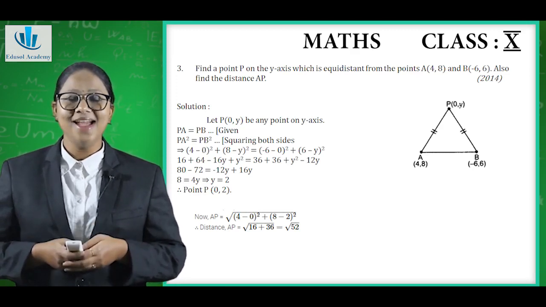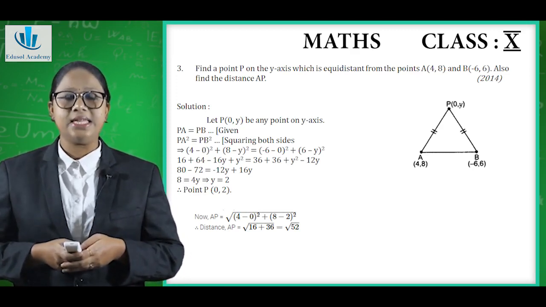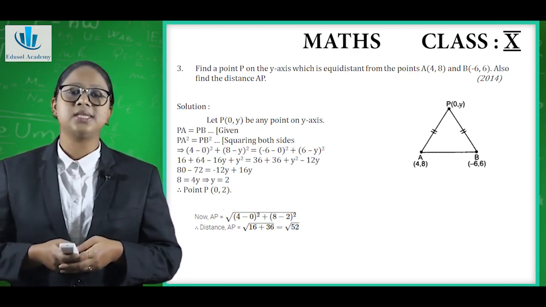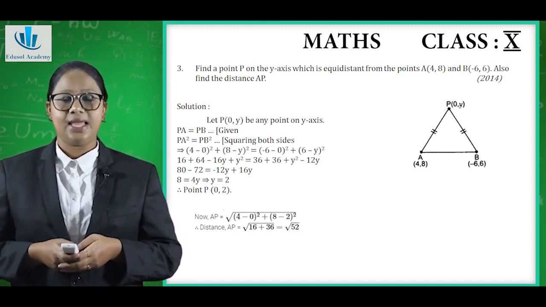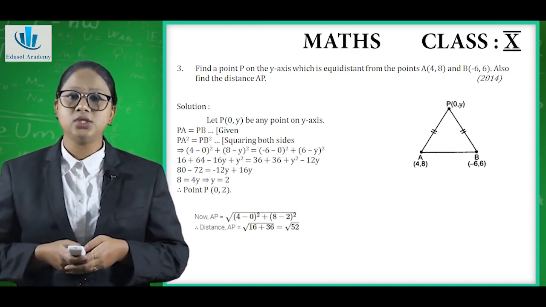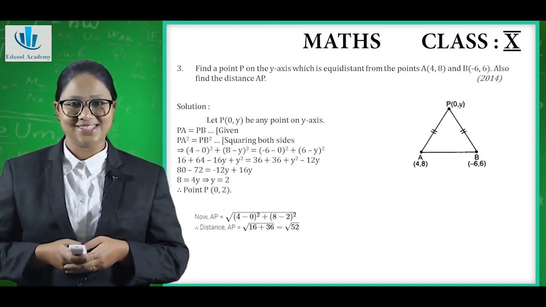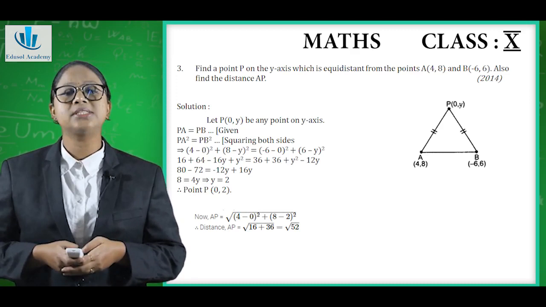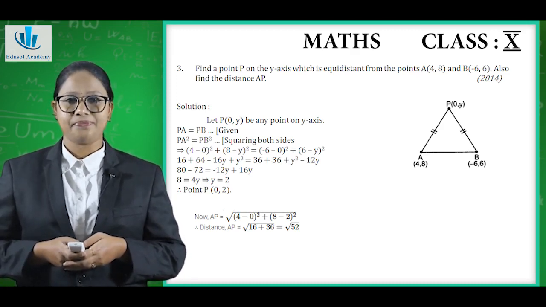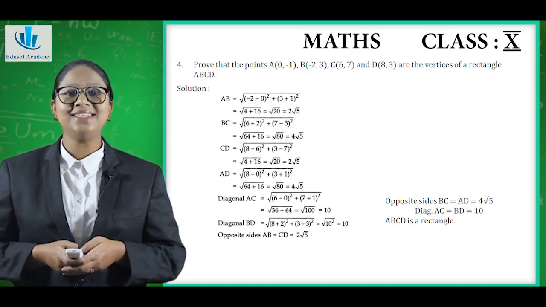That first part is done. Now we have to find the distance AP. So using distance formula, you can find AP as root 52. 52 is not a perfect square, so we can keep it as it is. So root 52 units is the distance AP. Moving on to the next question.